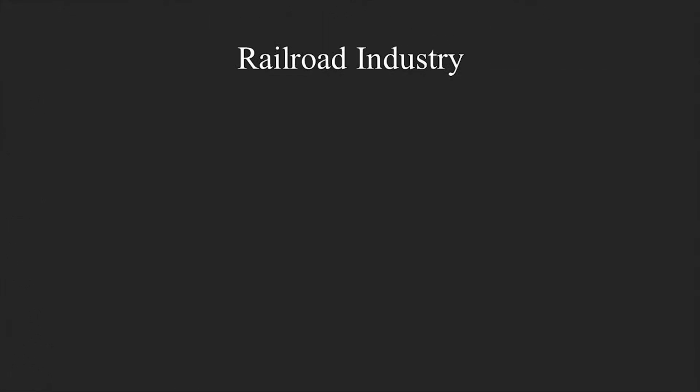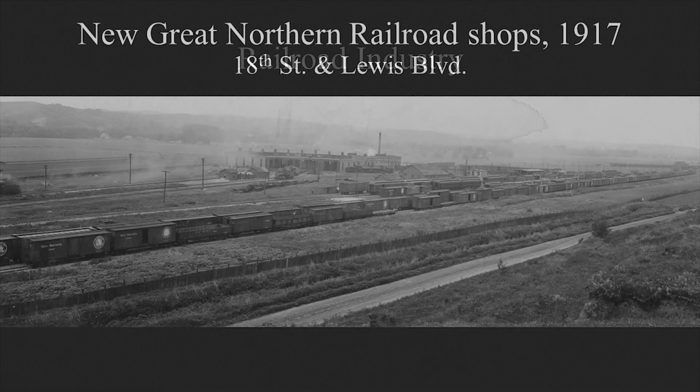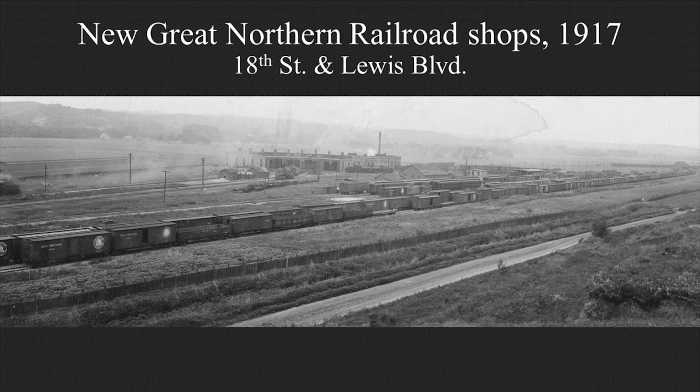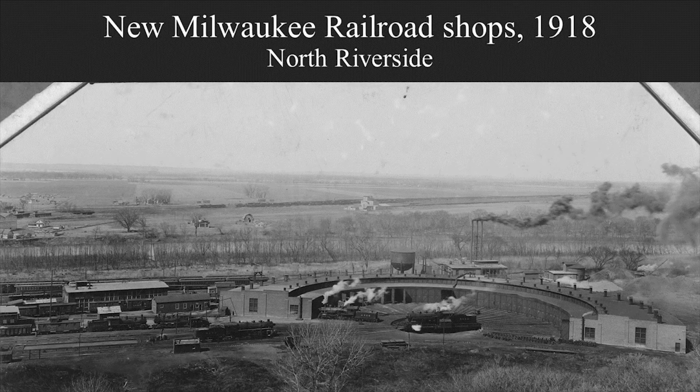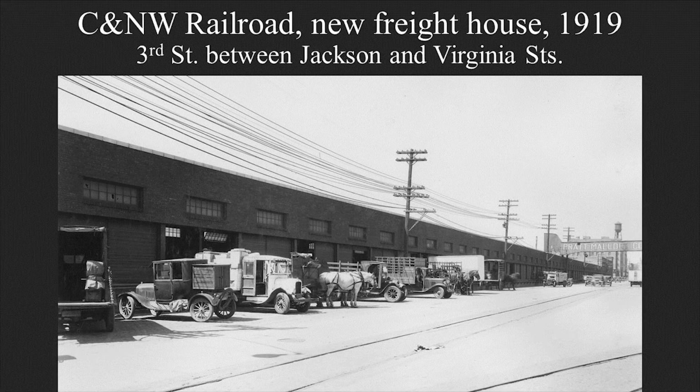Let's take a moment to look at Sioux City's rail industry. New facilities were being added here, including with the Great Northern Railroad shops being built in 1917 at 18th and Lewis Boulevard. Also in North Riverside, the Milwaukee Railroad built new shops in 1918. And in downtown, the Chicago Northwestern Railroad built a new freight house in 1919. This building was over 3 blocks long and located on the south side of 3rd Street between Jackson and Virginia Streets.